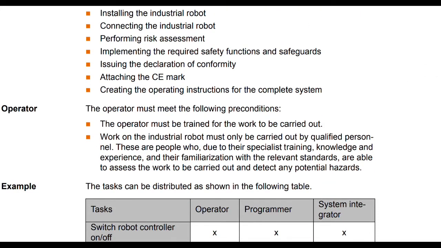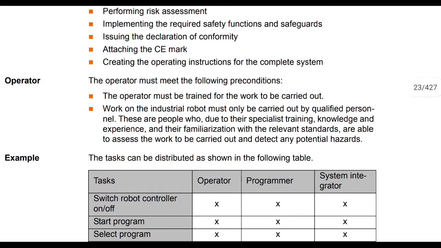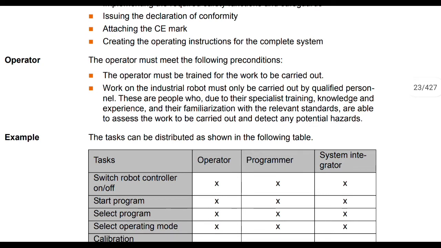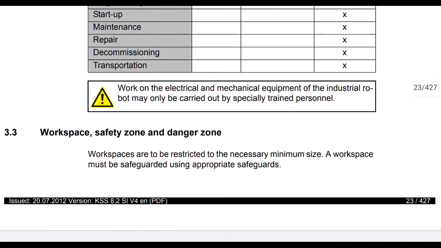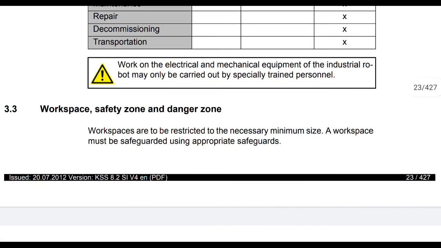The operator must meet the following preconditions. The operator must be trained for the work to be carried out. Work on the industrial robot must only be carried out by qualified personnel. These are people who, due to their specialist training, knowledge and experience, and their familiarization with the relevant standards, are able to assess the work to be carried out and detect any potential hazards. Example: the tasks can be distributed as shown in the following table. Work on the electrical and mechanical equipment of the industrial robot may only be carried out by specially trained personnel.